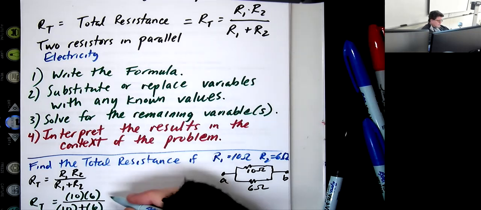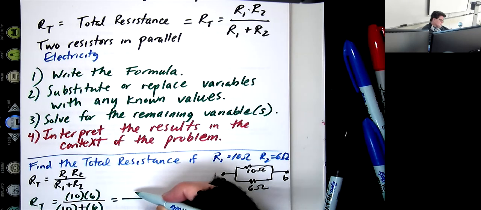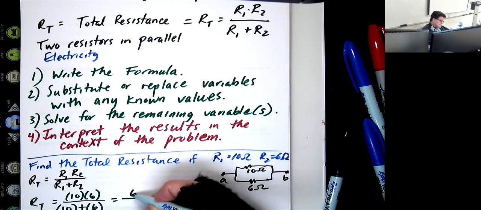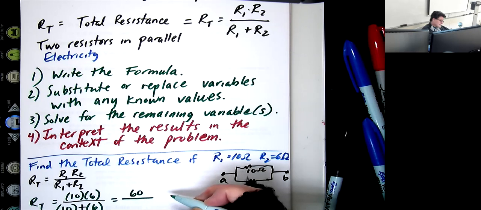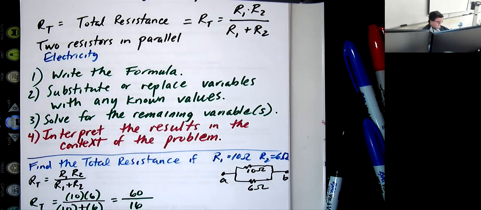So we're doing the good old order of operations. We multiply the stuff on top first. 10 times 6 is 60. The bottom is 10 plus 6, which is 16. We throw that in a calculator, what do we get? 3.75 or something like that? Yeah.